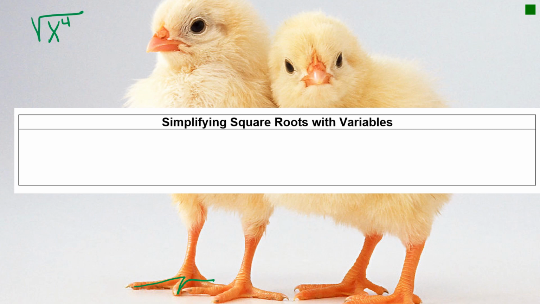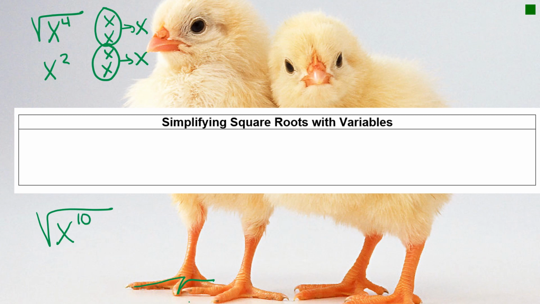How many x's is that? That's 4. 1, 2, 3, 4. So there's a perfect pair, brings out an x. There's a perfect pair, brings out an x. X times x is x squared. Let's look at the square root of x to the 10th. I'm going to write them sideways because I'm out of room. 1, 2, 3, 4, 5, 6, 7, 8, 9, 10.